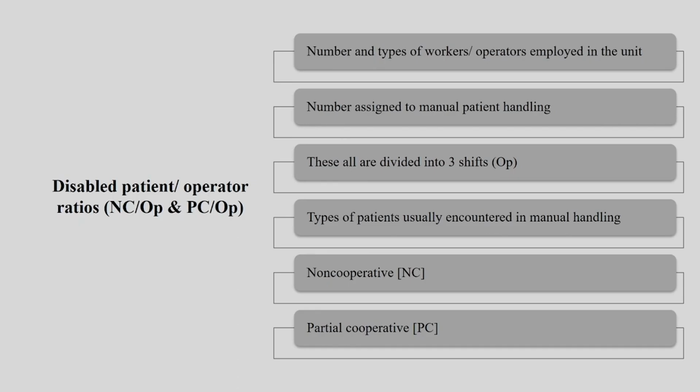the form. Number assigned to manual patient handling, how many people are involved in the manual patient handling. These are all divided into 3 shifts, like shift 1, shift 2 and shift 3. Type of patient usually encountered in the manual handling. So, what are the types of patient? Non-cooperative or partially cooperative.